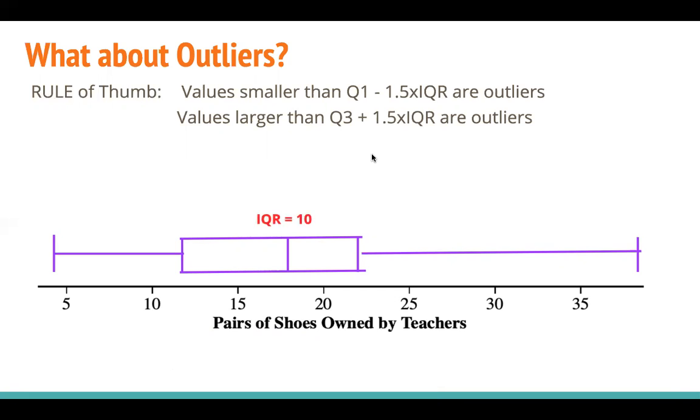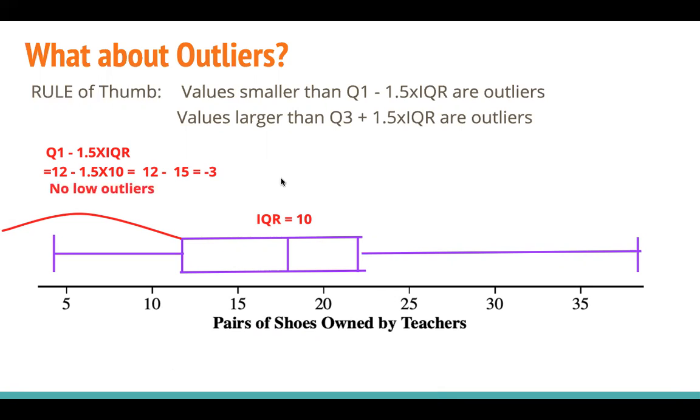So let's look at this. Here our IQR is 10, we already calculated that. I'm going to do Q1 minus 1.5 times that IQR. So that's 12 minus 1.5 times 10, or 12 minus 15. If I go below that box, so I start here at this 12 and I go 15 below that, it's negative 3 pairs of shoes, which nobody has. So there are no low outliers.